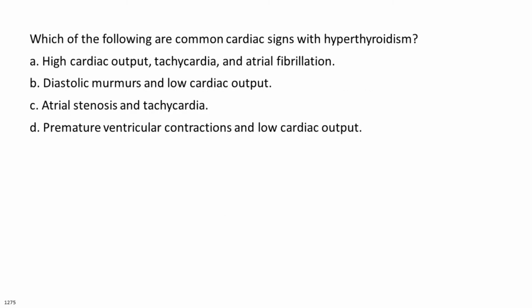Which of the following are common cardiac signs with hyperthyroidism? A. High cardiac output, tachycardia, and atrial fibrillation. B. Diastolic murmurs and low cardiac output. C. Atrial stenosis and tachycardia. D. Premature ventricular contractions and low cardiac output.